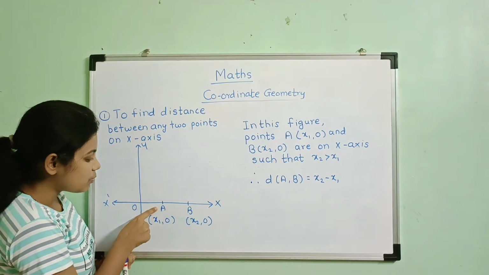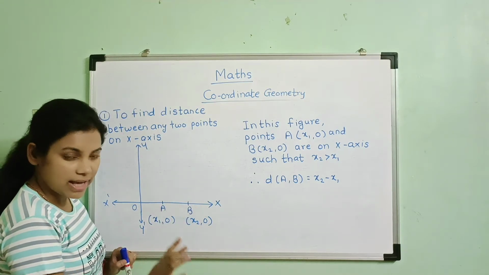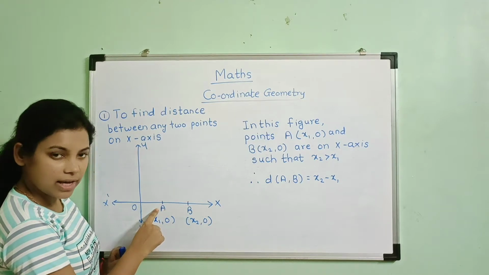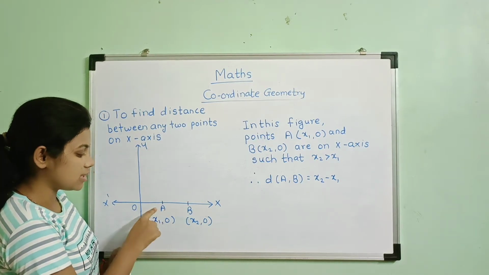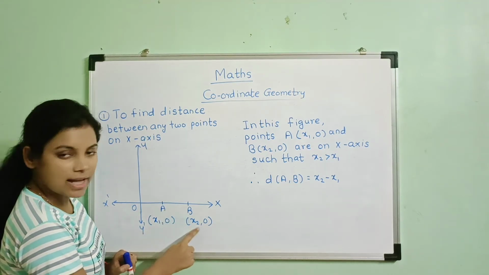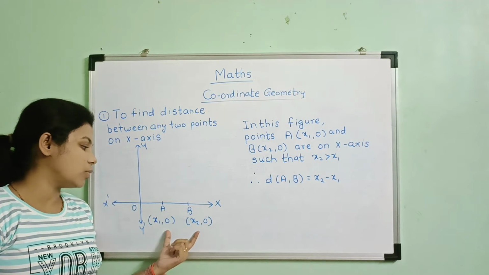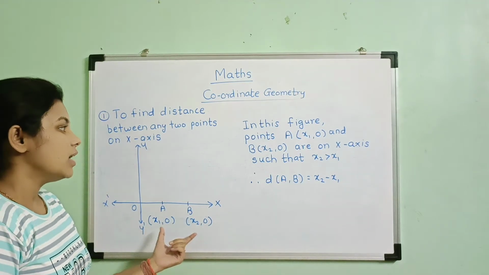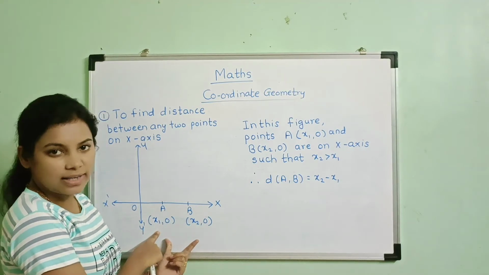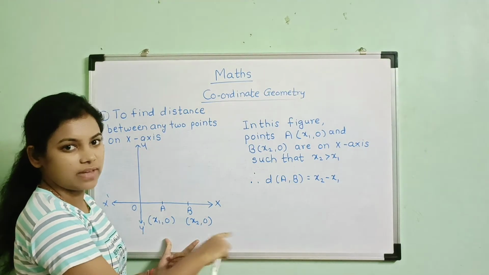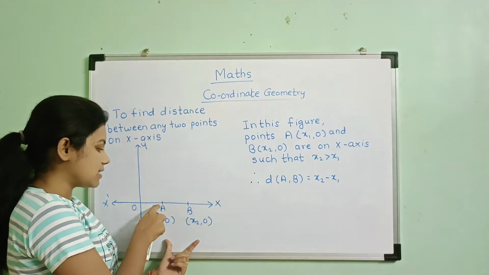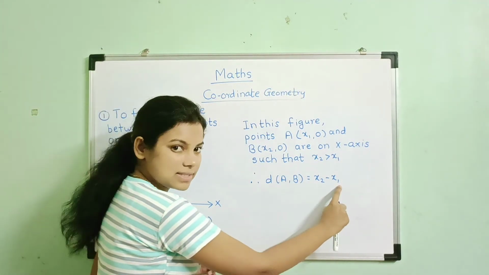Okay, suppose this is point A and this is point B, which is on the x-axis. So we are taking the coordinates of A as x1, 0, because this is a point on the x-axis, and similarly for point B we are taking x2, 0, and we have to find the distance between points A and B. Here we can clearly see that x2 is greater than x1, right, because we are moving in the positive x direction. Okay, so the distance will be simply this point minus this point, that is x2 minus x1.